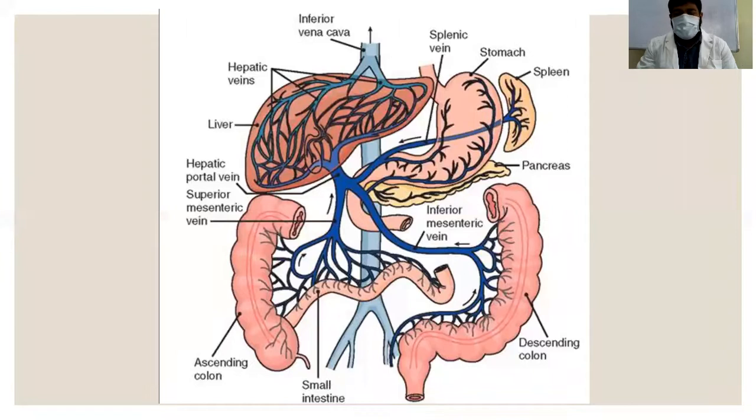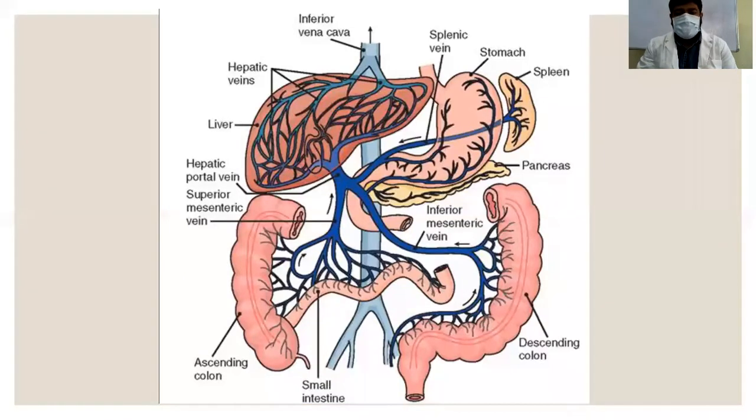From the right atrium it goes to the right ventricle, and from the right ventricle it goes through the pulmonary arteries to the lungs, where it gets oxygenated. It returns through the pulmonary veins into the left atrium, then to the left ventricle, and from the left ventricle again into the aorta. This is the normal cycle.